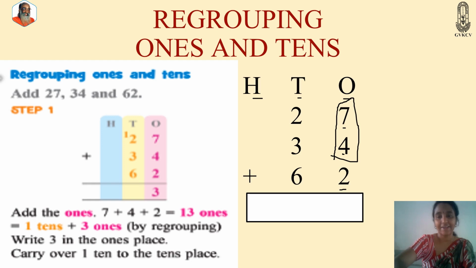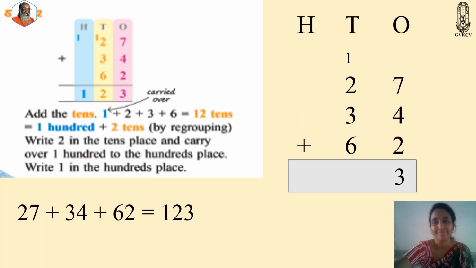So I'll write 3 over here and 1 will be regrouped and carried to tens. Okay. Now under tens, this is the carried over 1. If we regroup ones, the carried over will be added in tens. So now add the digit numbers under tens. What are the numbers under tens? 1 plus 2 plus 3 plus 6.